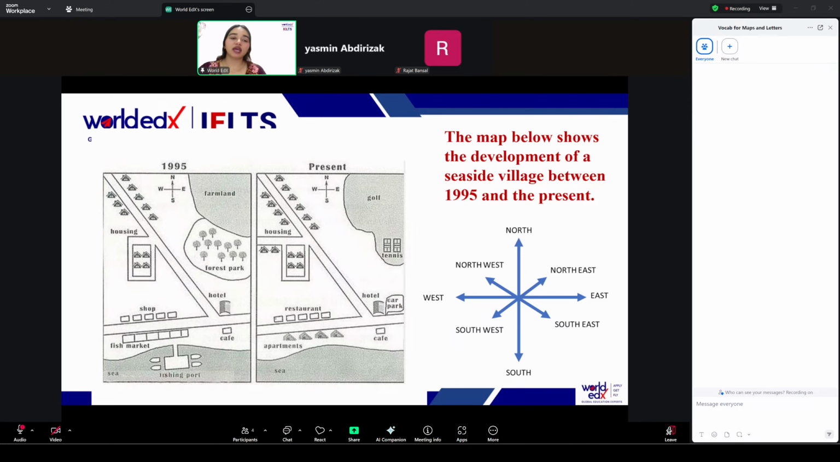So what you can do is look at the map, study it, and also write down any significant changes that you can see. For example, farmland has been redeveloped into a golf and a tennis court. There's no forest park anymore in the present. There was a hotel. Now in the present, there's a hotel plus a car park. The fish market has been removed and now apartments stand there, and the shop has been changed into restaurants. And I think they have included a couple of new houses on the western side, right? So this is what we basically do.